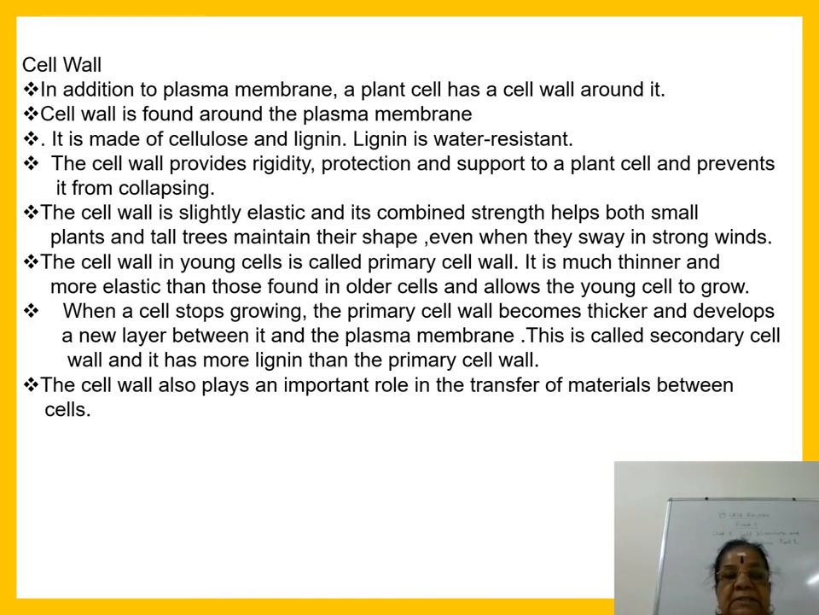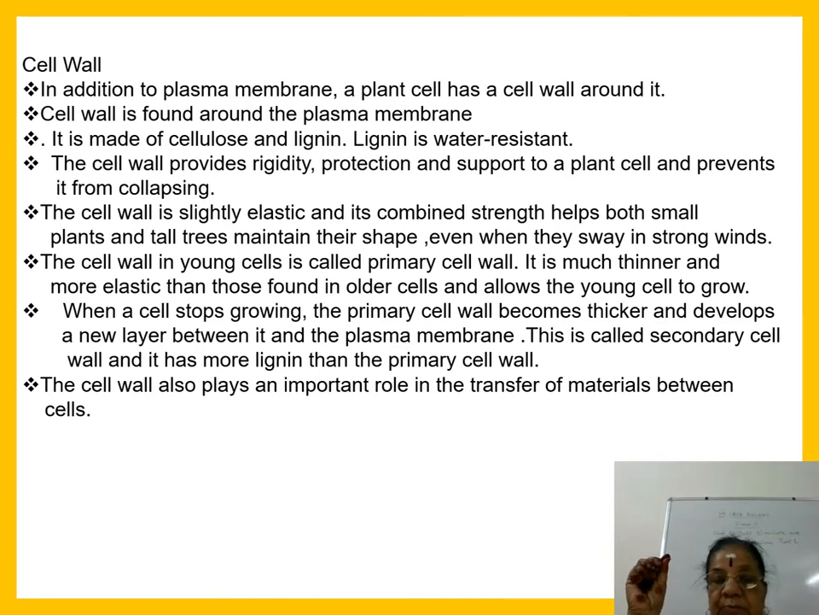The cell wall in young cells is called the primary cell wall. It is much thinner and more elastic than those found in older cells. As the cell matures and the plant grows, the cell wall also becomes harder. We will study this next in simple tissues: parenchyma, collenchyma, sclerenchyma. So the cell wall in a young cell is called primary cell wall and allows the young cell to grow.